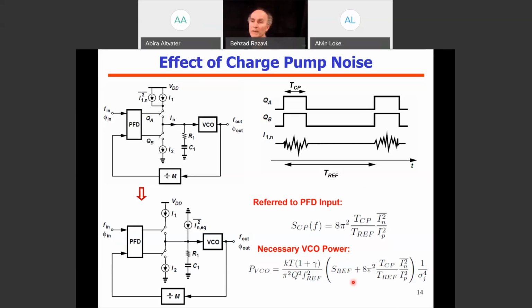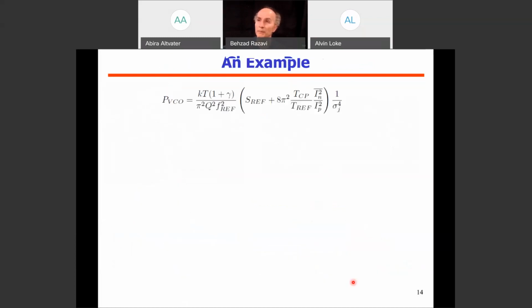Okay, so we see that the charge pump phase noise, when referred to the input, is as serious as the reference phase noise. And the question is, what does it take for the charge pump phase noise to be perhaps negligible with respect to reference phase noise? So let's look at some numbers and see.